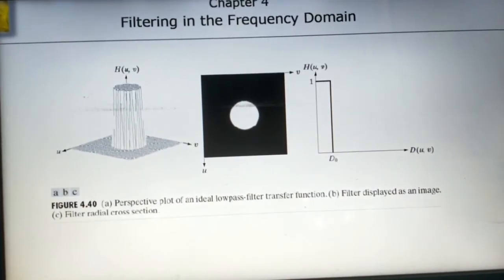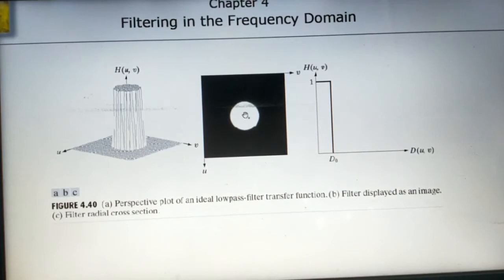So the frequency response H(u,v) is equal to 1 when D(u,v) is less than or equal to d0, and H(u,v) is 0 if D(u,v) is greater than d0. So now you may ask, what is D(u,v)?